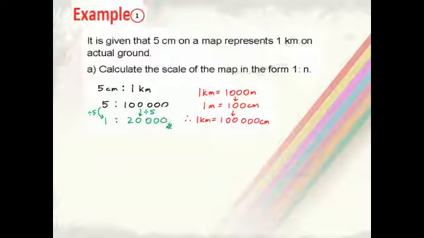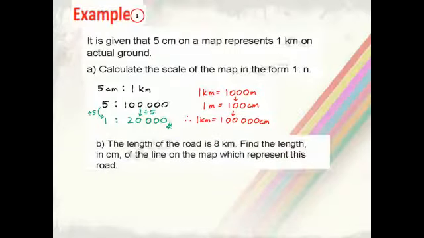Section A is finished. So that means automatically B will be there. The length of the road is 8 kilometer. It is 8 kilometer, that means the real length. Find the length in centimeter, that is in the map. Identify which unit. 8 kilometer will never come in the map. It is on the road. That's real. So you have to find the map distance.